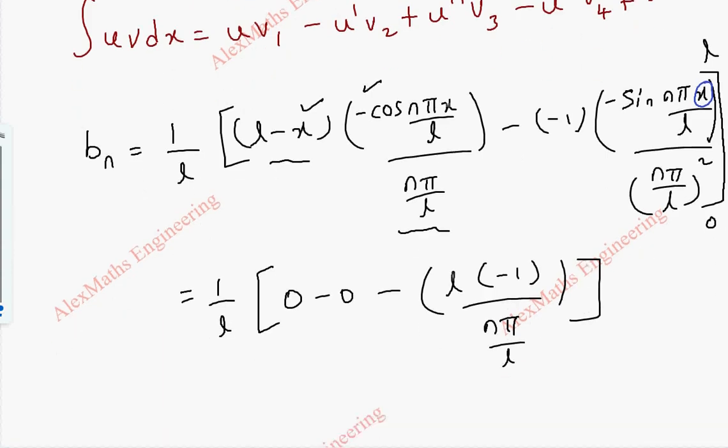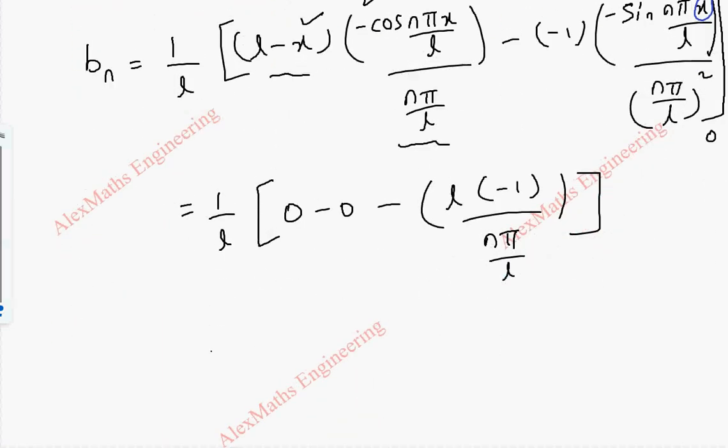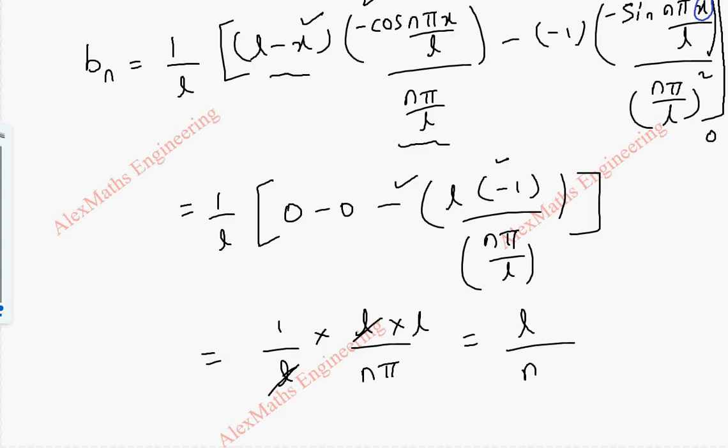Then finally we have 1 by L into this, and the minus product will become plus. So L by n pi, and this denominator L can be taken to the numerator. So after cancelling this, we have L by n pi.